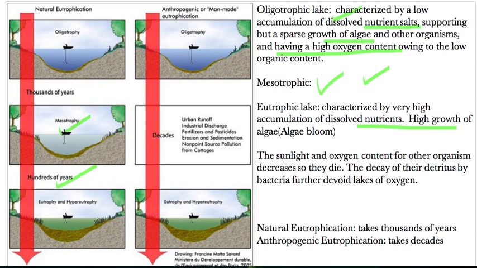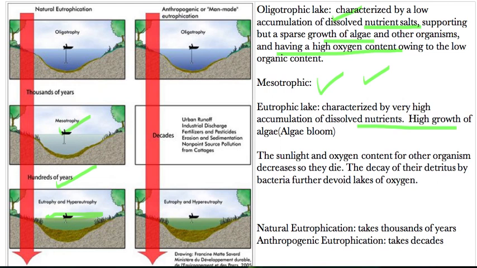High growth of algae will lead to very low sunlight penetrating inside the pond, due to which a lot of aquatic animals might die, and they will also be devoid of oxygen, because much of the oxygen will be taken by these algae. Their detritus layer will also increase, as you can see here.